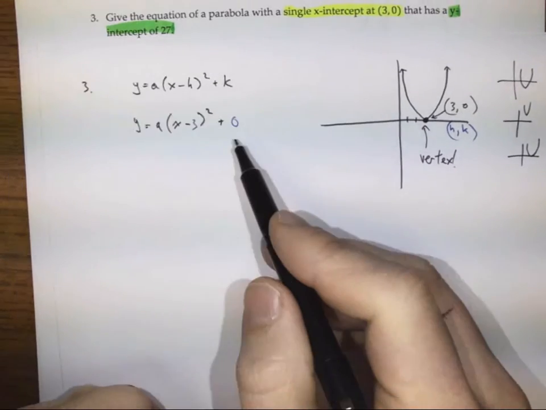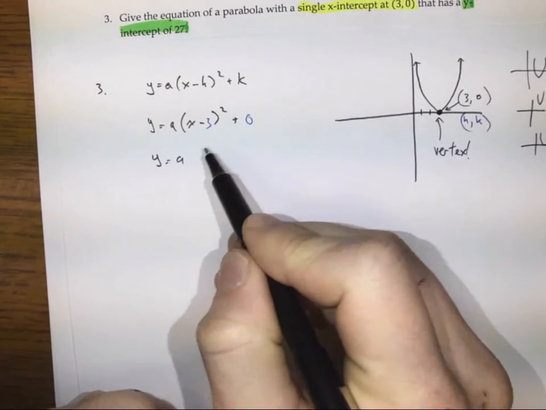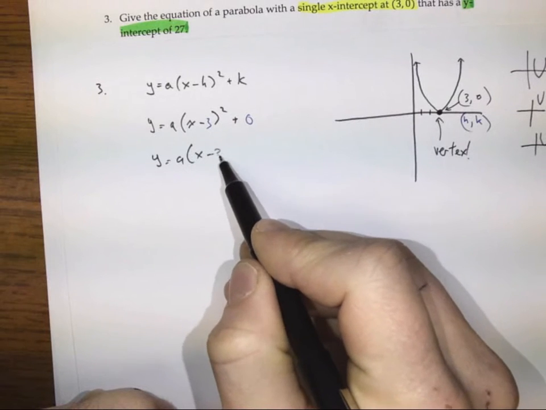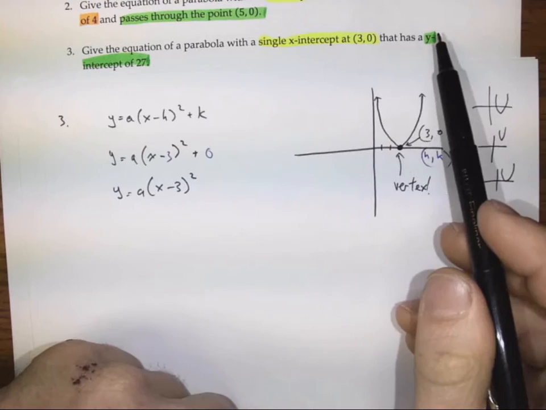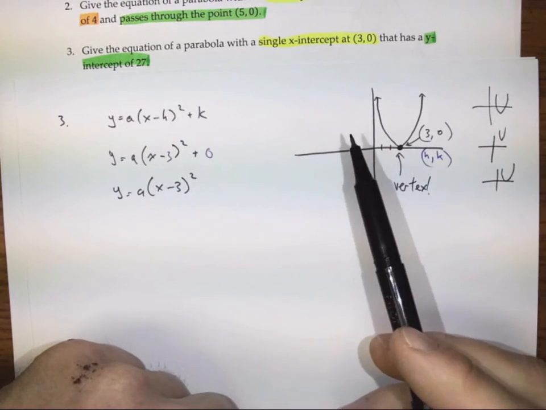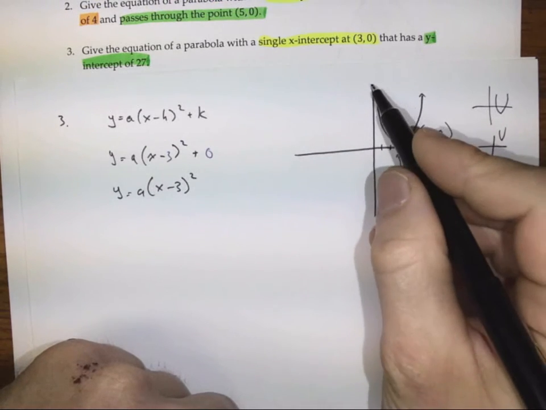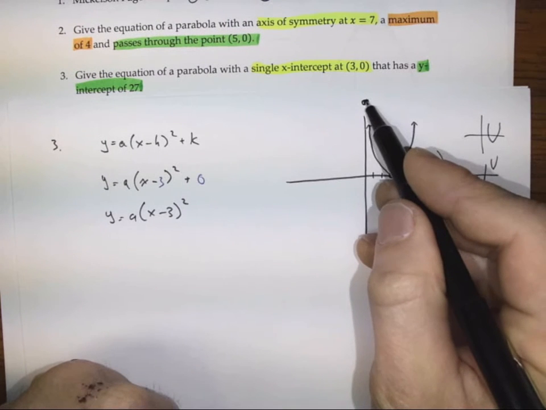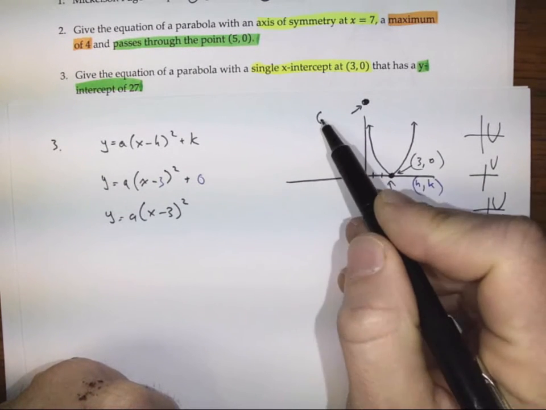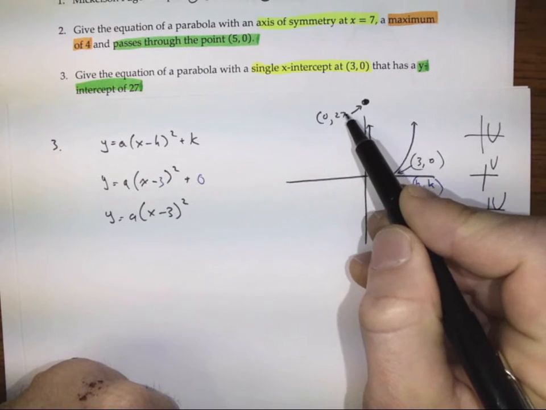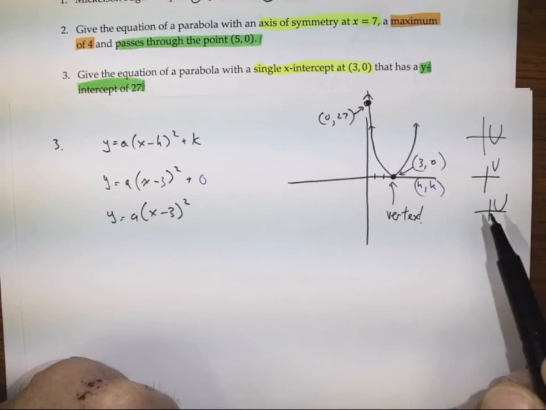Pardon me. So, okay, I'm just going to rewrite that without the adding 0, because you don't need to write that you're adding 0. And lastly, it says we have a y-intercept of 27, which means we know the x and the y coordinate of that y-intercept, because all y-intercepts have an x coordinate of 0. And it's a 27, so it hits up there at (0, 27).